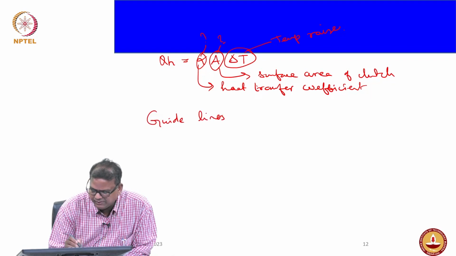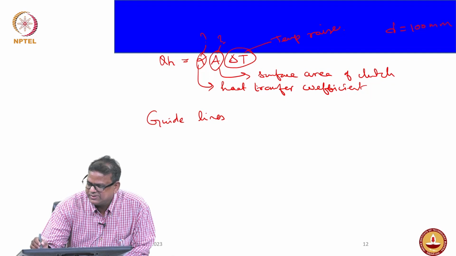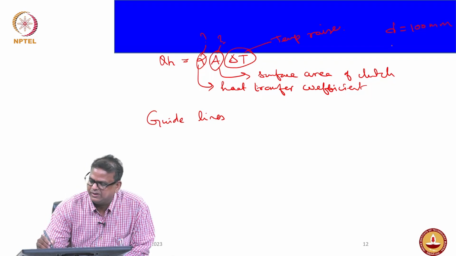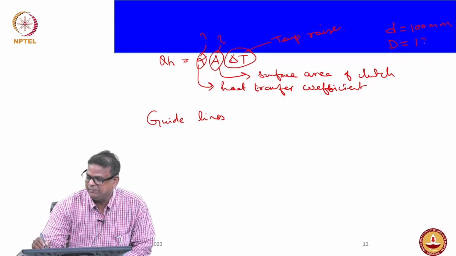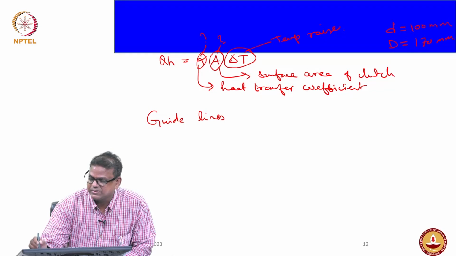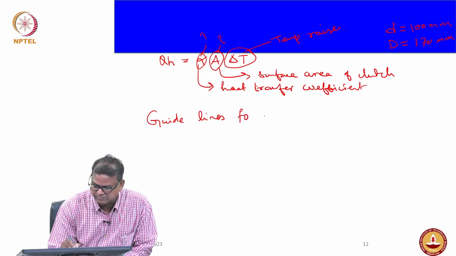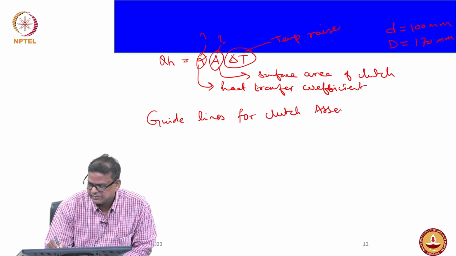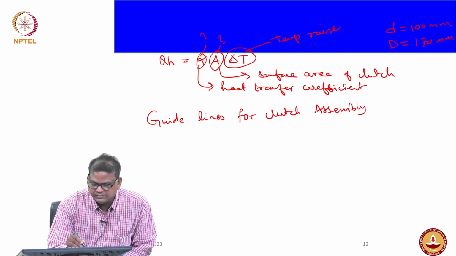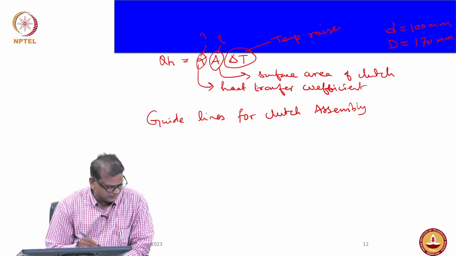Already we know the inner diameter of the clutch, D, is 100 mm, and the outer diameter is 170 millimeter. So these two dimensions are known to us. Now we'll see the guidelines for the clutch assembly. This A will come through the assembly dimensions. Alpha I will do later.